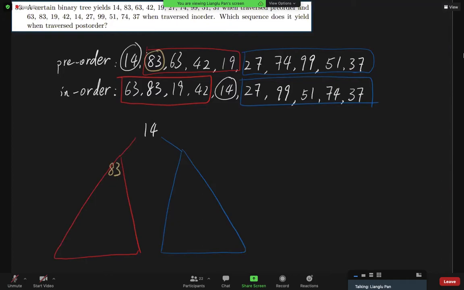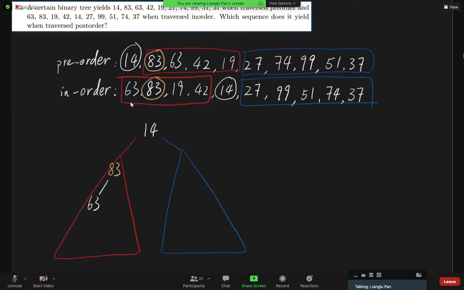And following the same idea, we locate this 83 in the in-order traversal sequence, which tells us which nodes are in the left subtree and which nodes are in the right subtree. Clearly, in this case, there's only one node in the left subtree, which is 63. So I think we can directly draw it here.